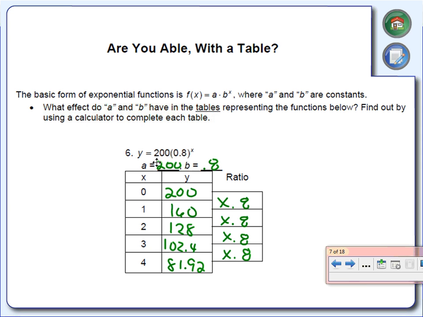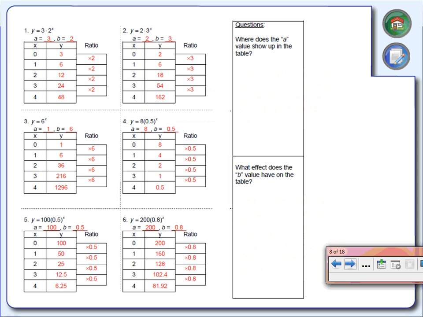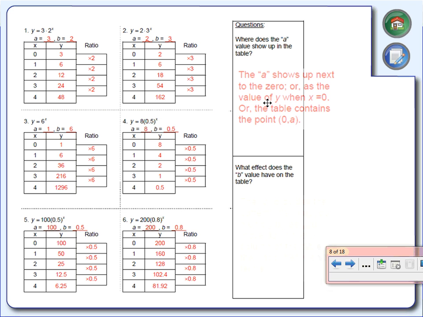If you look out to the right-hand side of your problems here, these are the 6 that we've already done. These are the answers that we came up with. A. Where does the A value show up in the table? Where do we always see that A? Next to the 0. All right, very good. Write that down. We always see A right next to the 0, which means we're always going to end up with the ordered pair 0, and then whatever A is. So A is always going to be next to 0. Yes, you can rephrase that so that it makes sense to you.